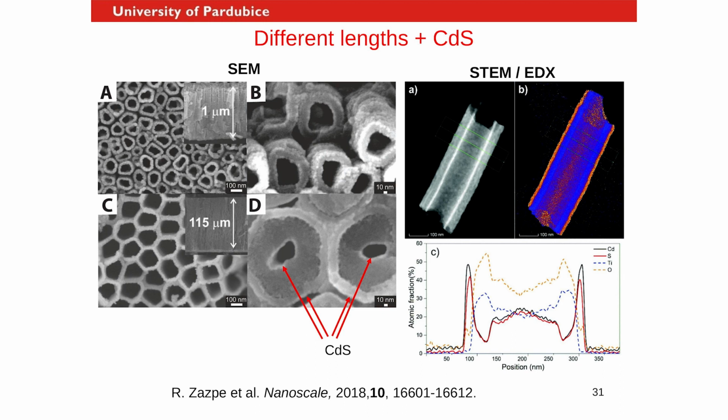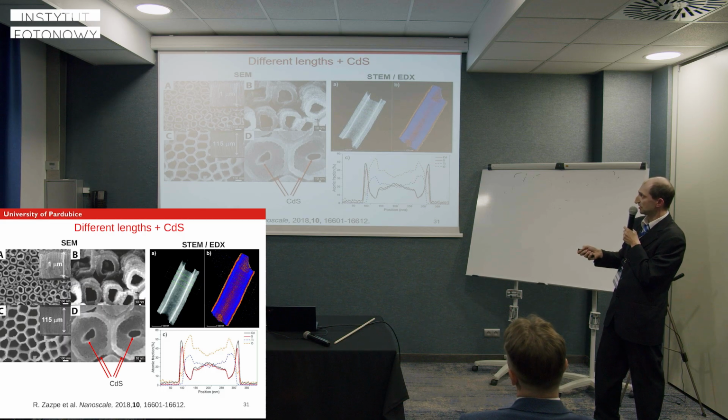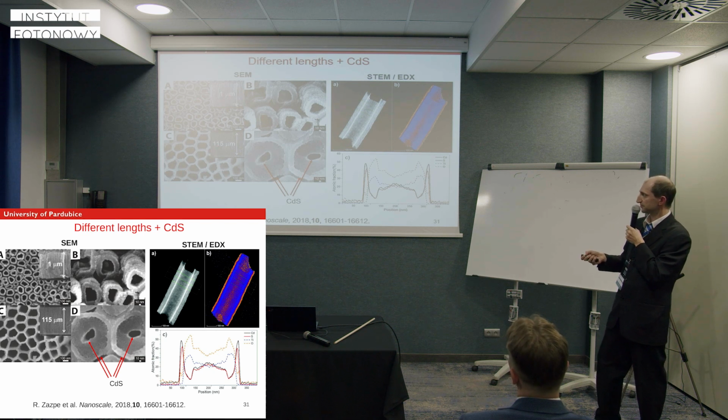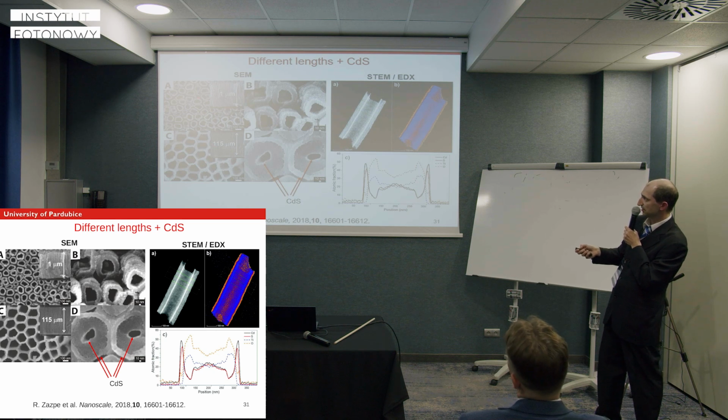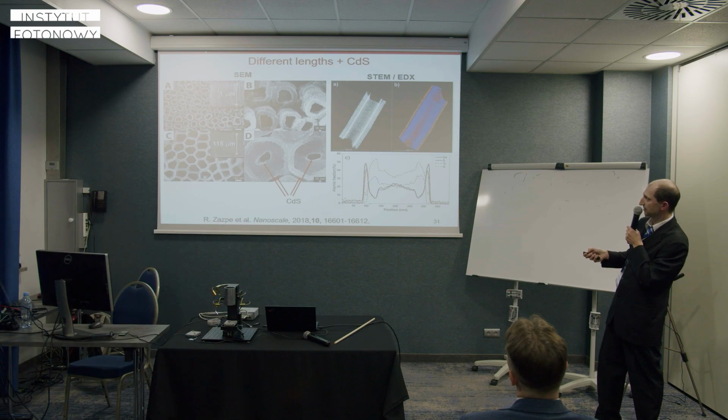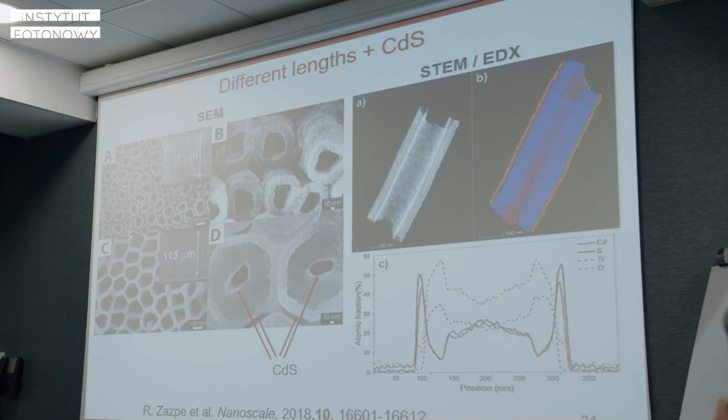But when we coated it, you can see this is for 1 micron and 115. They said that it should be 130. You can see as well that here and here there is material already. It's closer. It's at the top, outside and also inside. This is from the top, this is from the bottom part. You can see in the bottom that there is cadmium sulfide, perfectly done. Here, you can see from STM and EDX as well that we have cadmium sulfide.